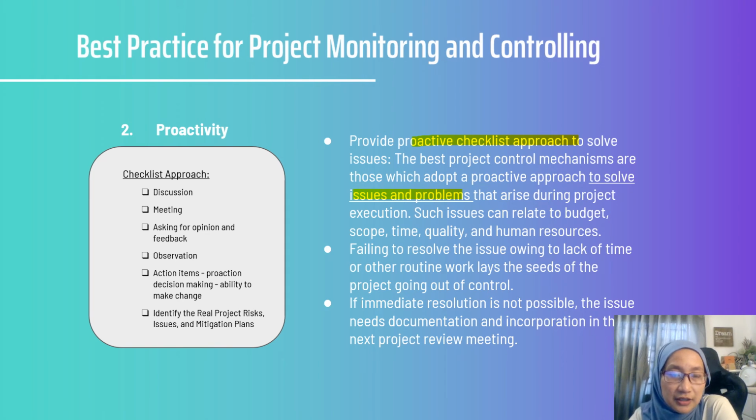Here I'm giving you the checklist approach, where you can have proactivity activities: a discussion meeting, asking for opinion, feedback, observation, action items, proaction, decision making, and the ability to make changes. Then you include in your proposal, as well as in your project progress report, the real project risk, issues, and mitigation plan. So these are examples of proactivity activities. What are the proactive things you have to apply in your project monitoring and controlling phases?